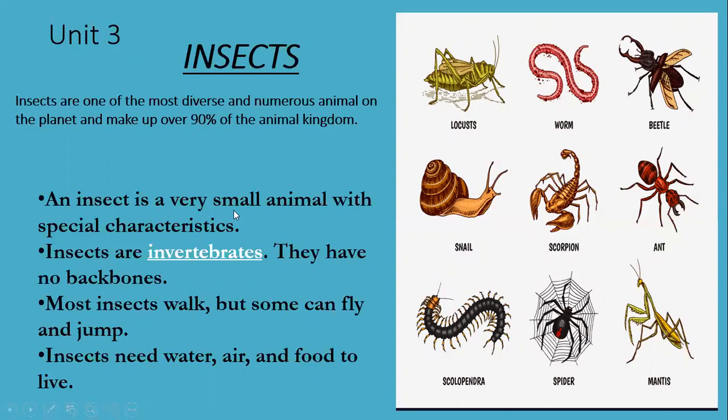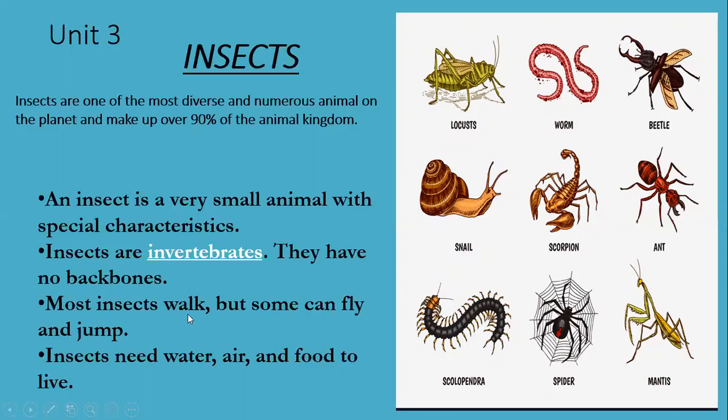An insect is a very small animal with special characteristics. Insects are invertebrates. Remember what is invertebrate? It means they have no backbones. It means insects do not have bones. So that's why they don't have a backbone also.